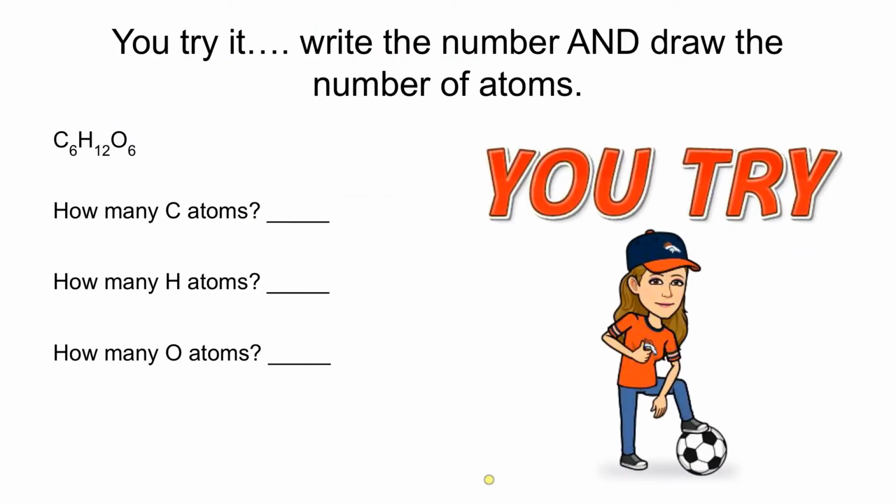So you try this. How many carbon, how many hydrogen, and how many oxygen atoms are there in C6H12O6, otherwise known as sucrose, or sugar? So in this, the 6 goes to the carbon because it comes right after it, so there are 6 carbon atoms. This 12 goes to the hydrogen, and there are 12 hydrogens. This 6 goes to the oxygen, and there are 6 oxygen atoms.